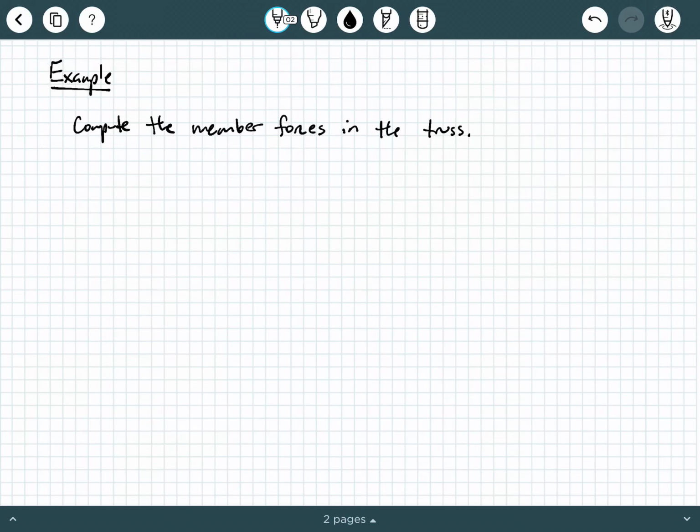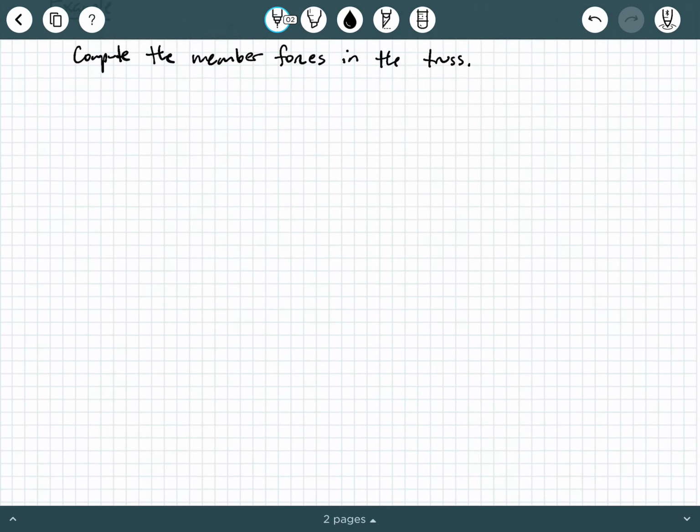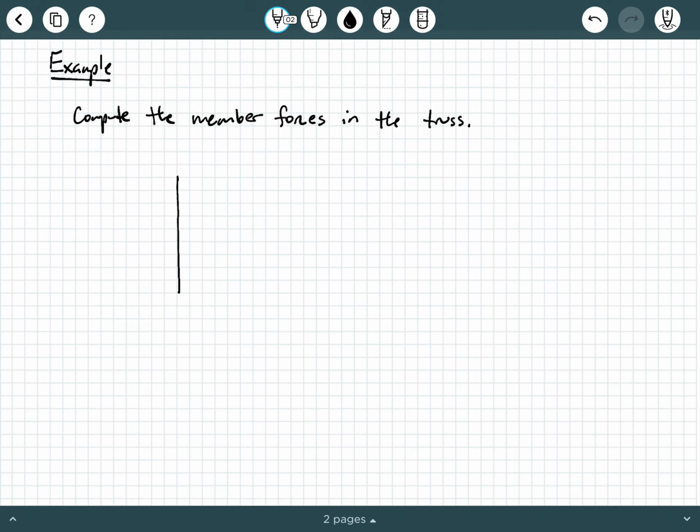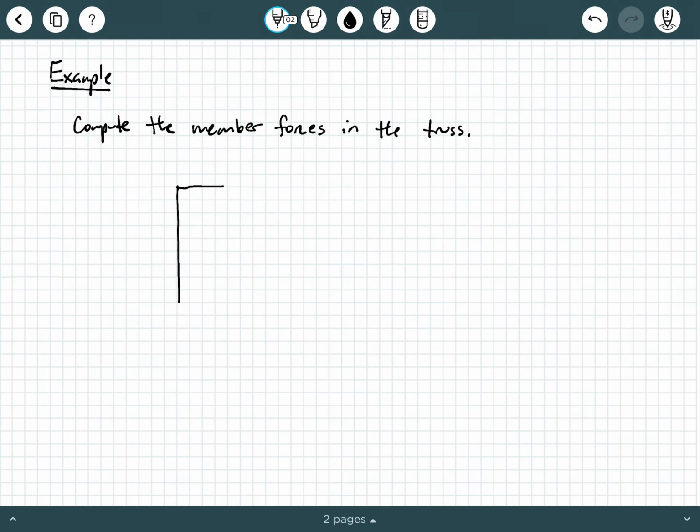In this example, we're being asked to compute the member forces in the truss. So as part of the given information, let's go ahead and draw this truss together. I have a truss geometry that looks something like this.